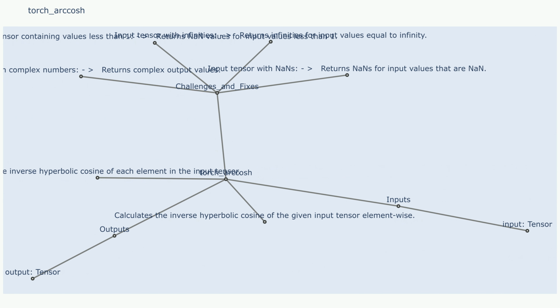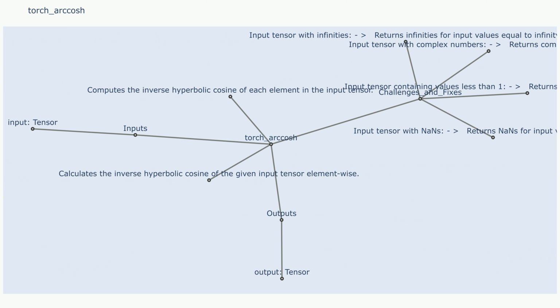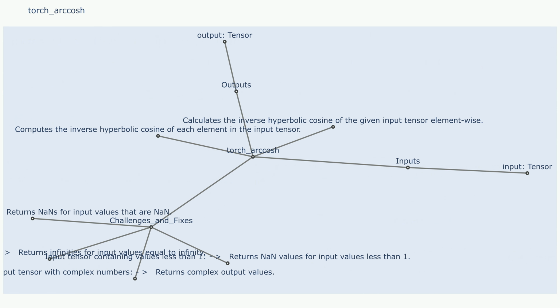Inputs. Input 1, input tensor, a tensor of any shape containing the values for which the inverse hyperbolic cosine needs to be calculated. Outputs. Output 1, output tensor, a tensor of the same shape as the input tensor containing the inverse hyperbolic cosine values.